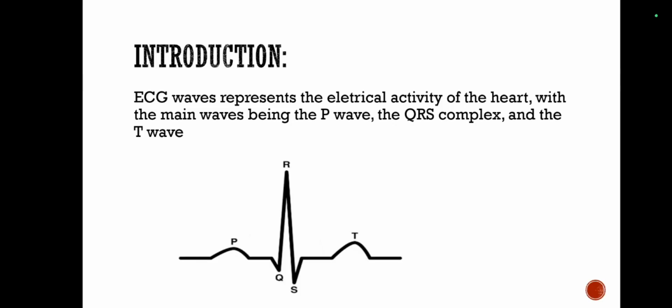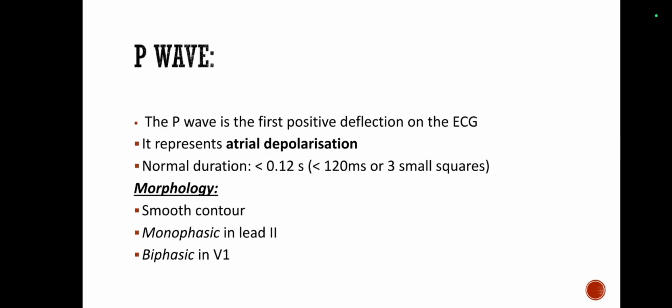So in this presentation we are going to see the normal ECG waves. First of all, ECG waves represent the electrical activity of the heart, with the main waves being the P wave, the QRS complex and the T wave, and in some ECGs you can notice the U wave too. So first of all, P wave.